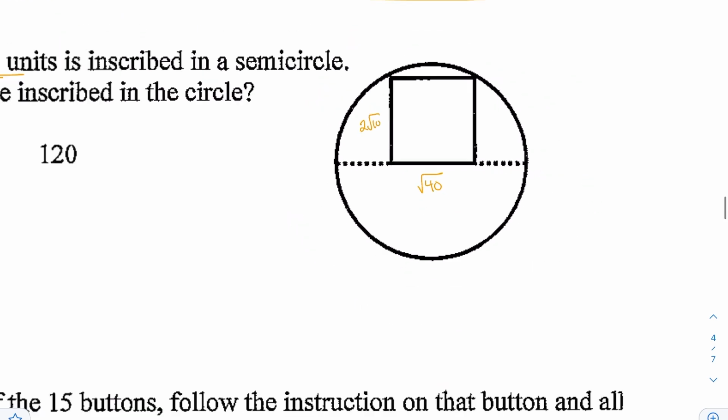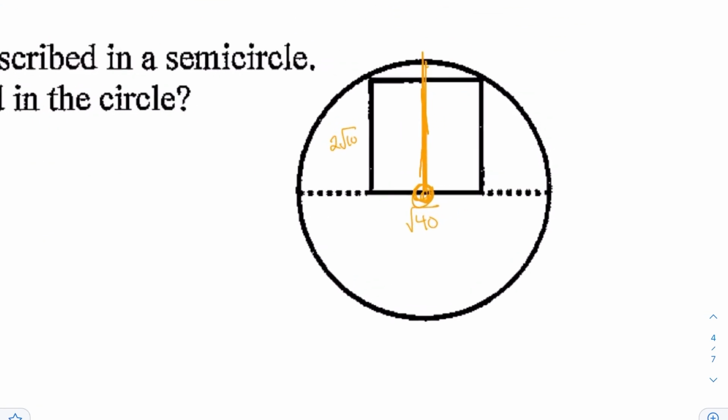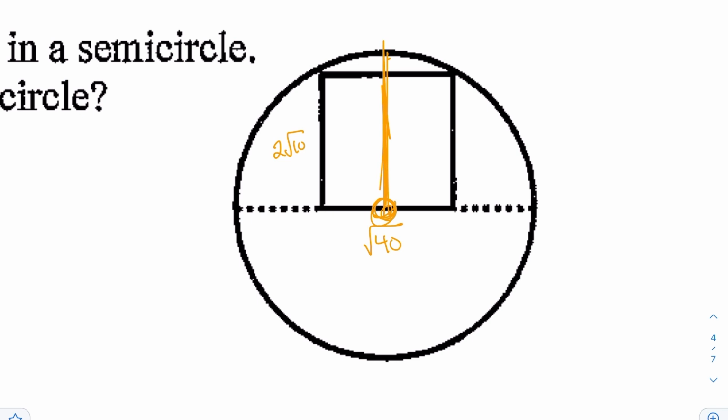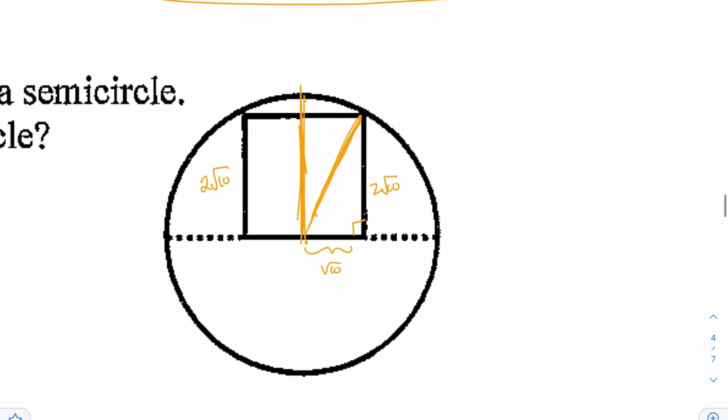Anyway, so from here, since it's inscribed in a semicircle, you can just cut this in half. And what we really want to find is this diagonal, or for when you cut it in half and you make a rectangle, you want to find the diagonal of the rectangle. So if you divide 2 root 10 by 2, you will figure out that each of these sides would just be root 10.